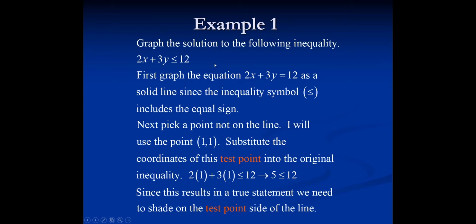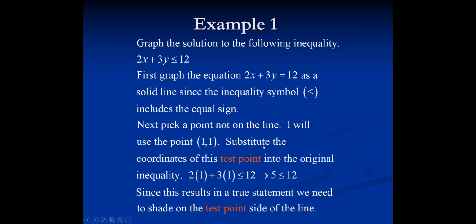Okay, so the inequality we're going to graph the solution to is this right here. And what we want to do first is graph the corresponding equation, which is this right here. And we're going to graph it as a solid line because the inequality symbol includes the equal sign. So the solution is going to include the line. Then we pick a point not on the line. I'm going to use the point 1, 1. Visually, we'll see that's not on the line.